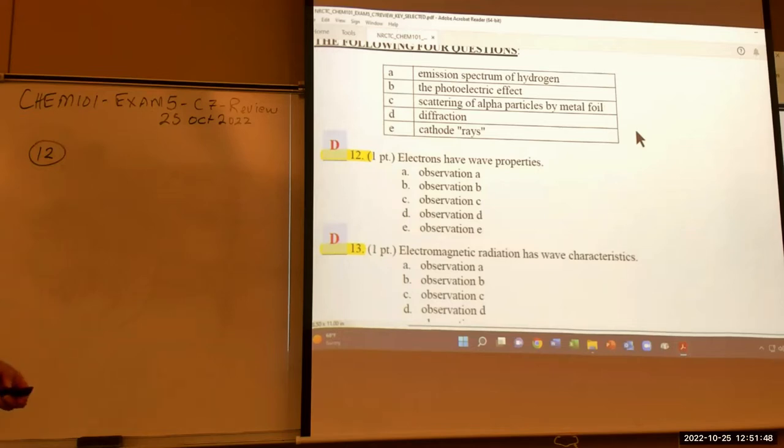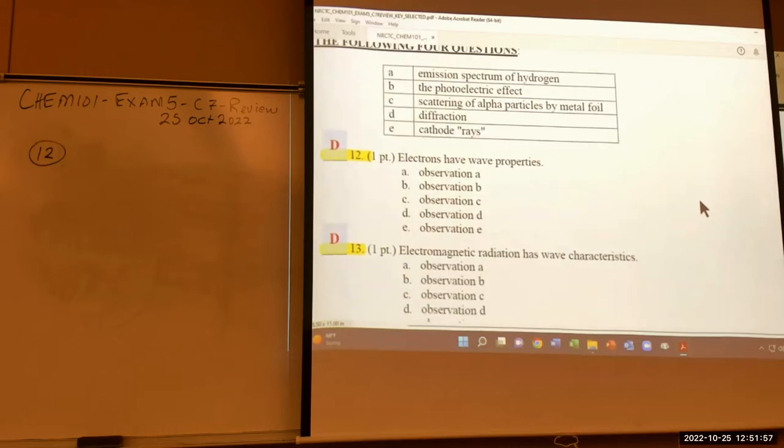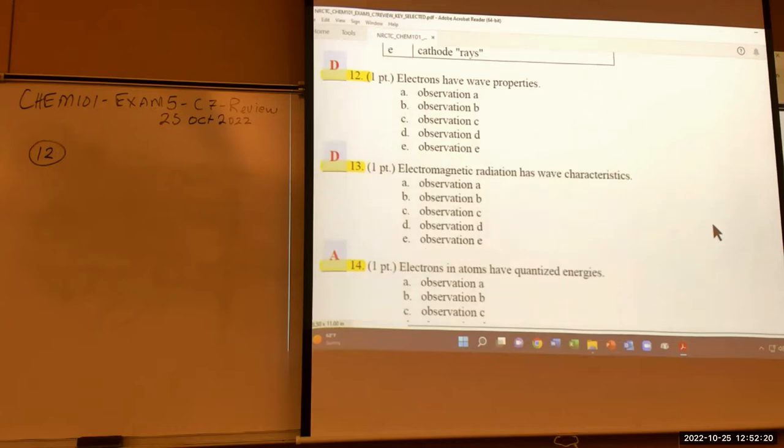Okay, 13. Oops, I'm gonna have to scroll. Electromagnetic radiation has wave characteristics. Wait a minute, you guys let me get away with another one. Electrons have wave properties. Okay, so the last statement that I gave you about the electron microscope, that's diffraction. Electrons will diffract, just like light. Electromagnetic radiation has wave characteristics for the same reason, diffraction.